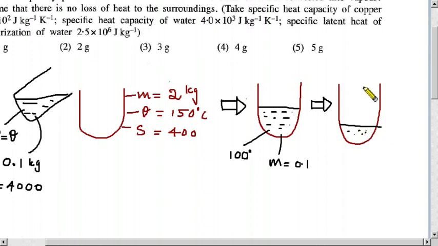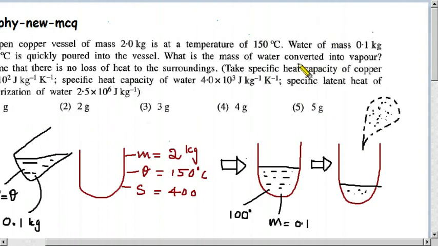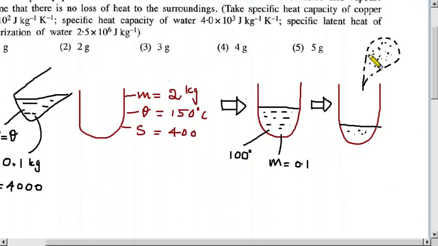After that, if there is more heat coming, some amount of water is converted into vapor. That mass is what we have to find out. This one is the vapor. What is the mass of water converted into vapor? Here let us suppose this mass of vapor is m.